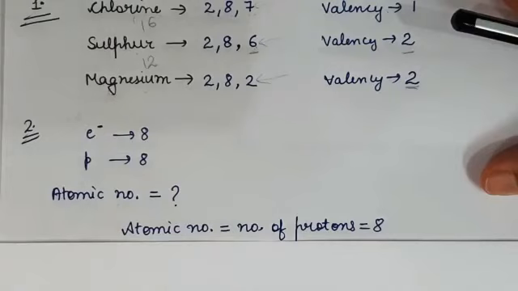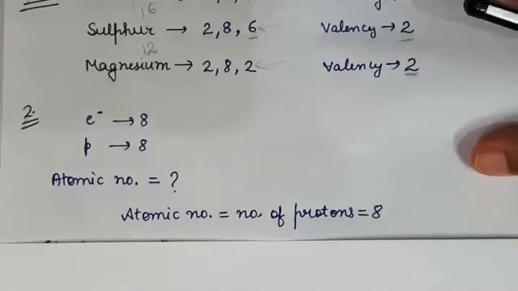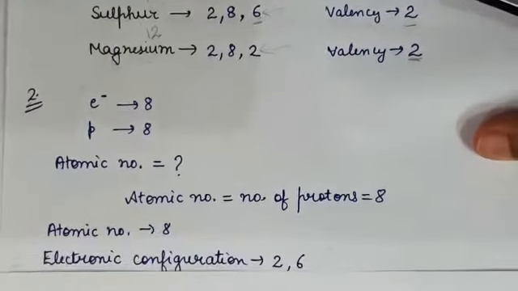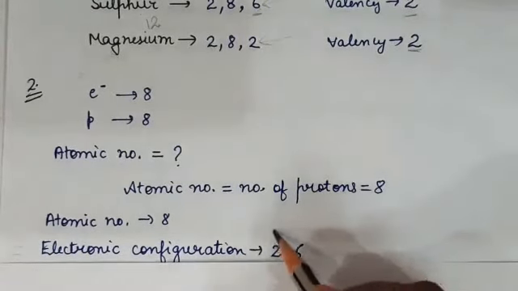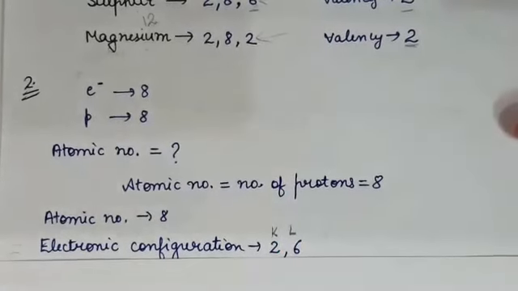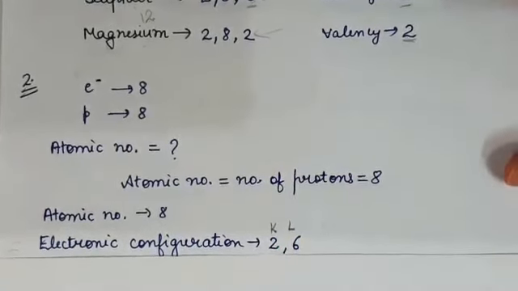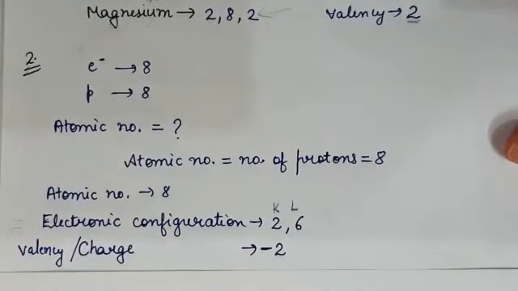Now what is the second part? What is the charge? So find out the valency. How to find out the valency? Write down the electronic configuration first. So it will be 2, 6. 2 in the first shell K and 6 in the second shell L. Now find out the valency. The valency will be 2. And what will be the charge? It will be minus because it is gaining 2 electrons.